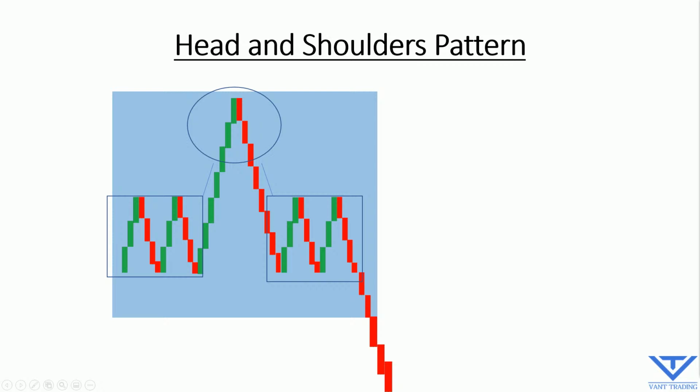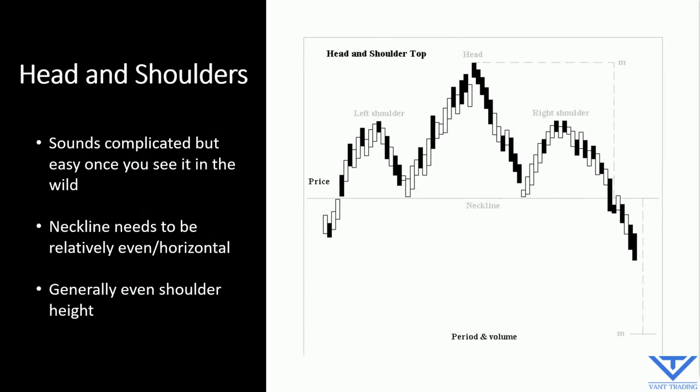So what does this mean? What is the head and shoulders, what is it comprised of, and how do you trade this thing? Well, it may sound complicated, but the more you see it, trust me, the easier it's going to get. And some important notes to keep in mind: like any human who is going to be considered attractive, or any kind of attractive setup, you want the neckline to be relatively even and horizontal, and you want generally even shoulder height. You want to look at this chart and be like, yeah, I can see it. I can see the fight.